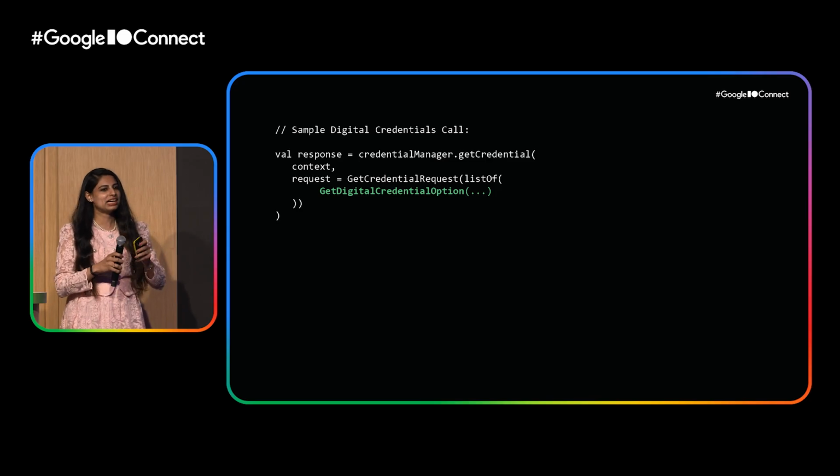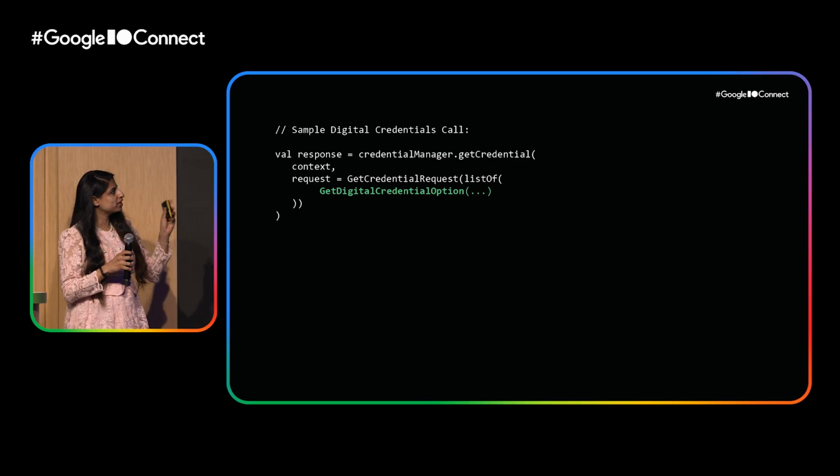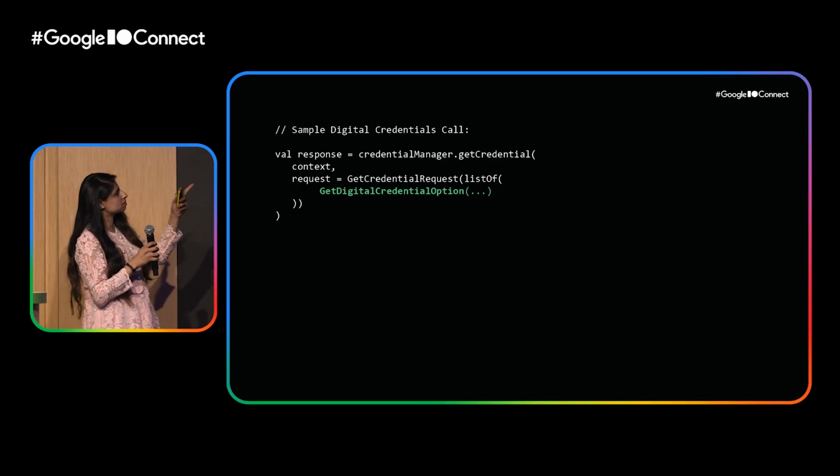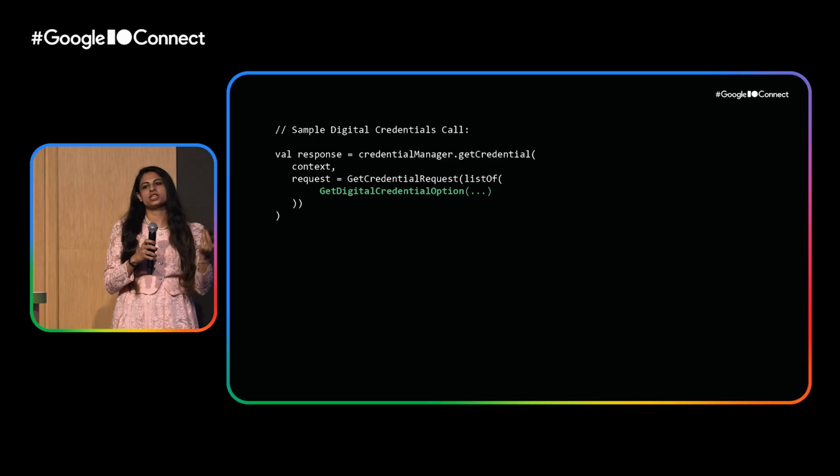For the developers in the room, implementing this is incredibly straightforward. You don't need to write custom integrations for all the wallets around the world. You just have to simply leverage the Credential Manager API, just pass the get credential options, and let the OS do the magic.